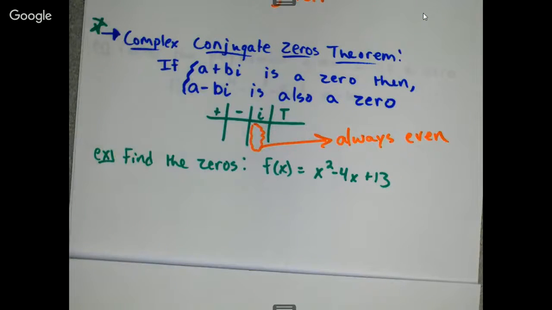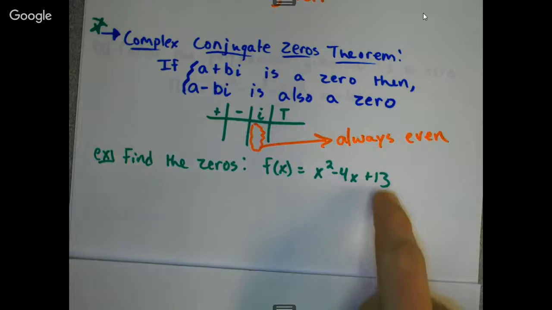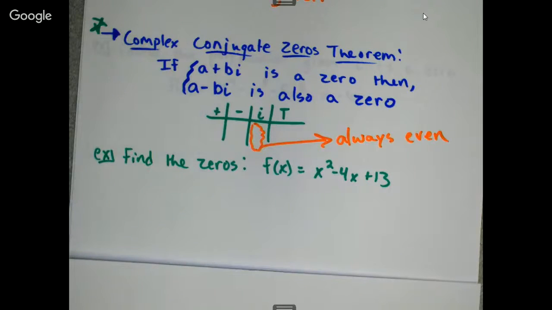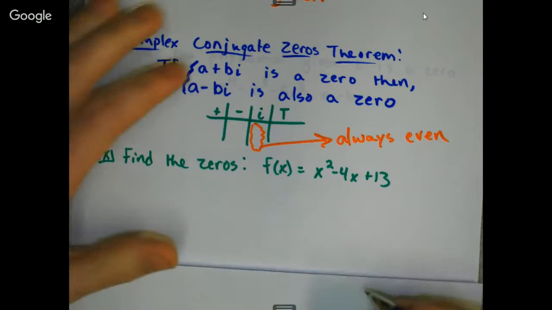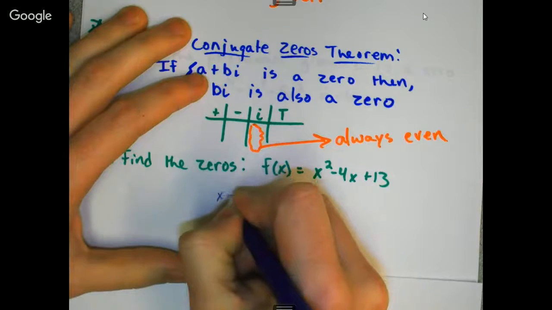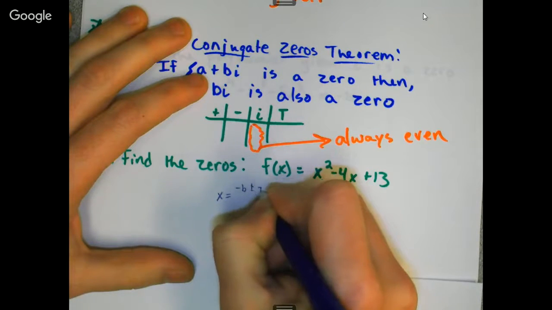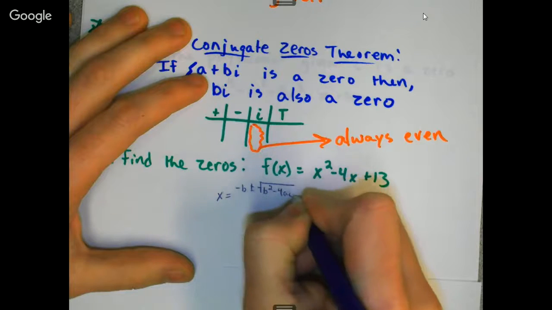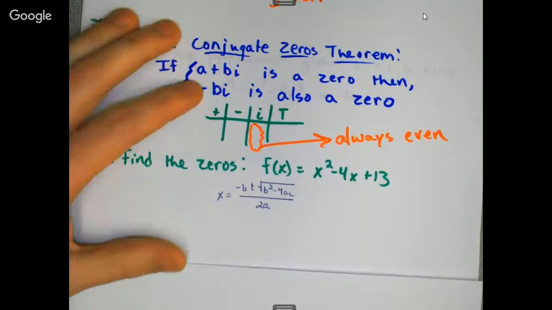So find the zeros of x squared minus 4x plus 13. Now you can think of, are there factors of 13 that add to 4? No, there's not. Okay, so this will be a complex zero. And excuse me, we really don't want decimals in this. Okay, so how could I find the zero of this? Well, that's simply the quadratic formula, which we all should know.